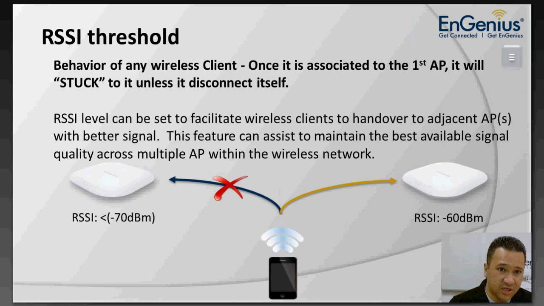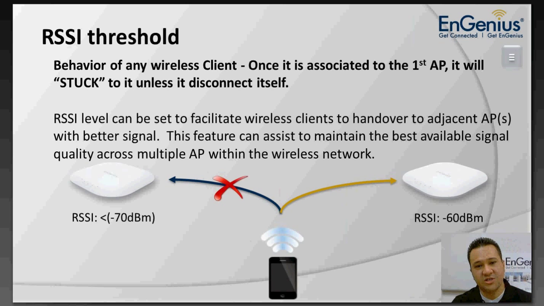RSSI threshold. Well, RSSI threshold is the function previously known as fast handover. Headquarters renamed this into RSSI threshold to make it more obvious what the function actually does. Just in short, you can set the RSSI threshold to a certain threshold, like the word says. It means that you set this value, and when a client goes below this value, the access point will kick out the client. It will do that 5 times, and after that it will not kick you anymore.